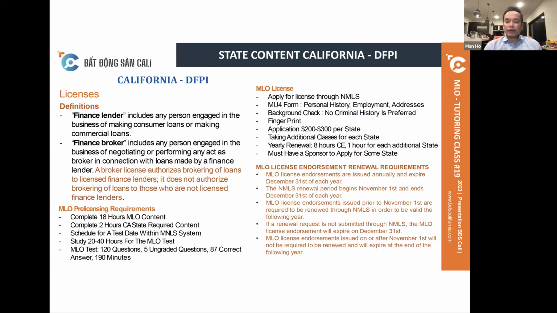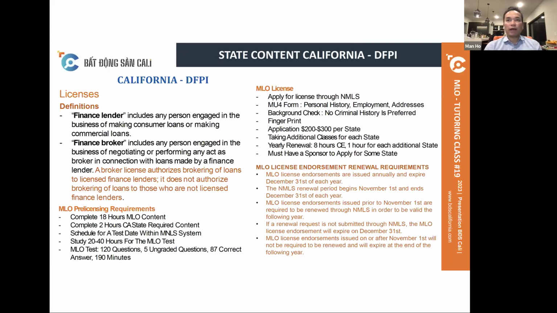Okay, MLO license endorsement renewal requirements. Okay, here is the requirement to renew your license each year. It's kind of tough because before 2008, right? There was no need to have a license to practice mortgage origination. But now, due to the collapse of the banking and the housing market back in 2008, everybody is required to get a license, finish the course, and then renew every single year. It's worse than the realtor.